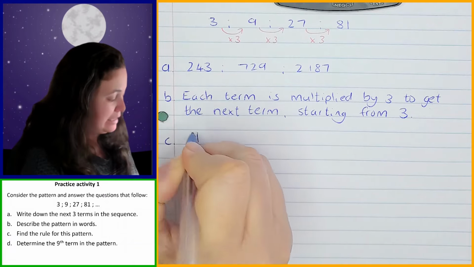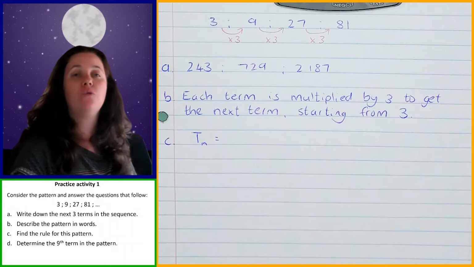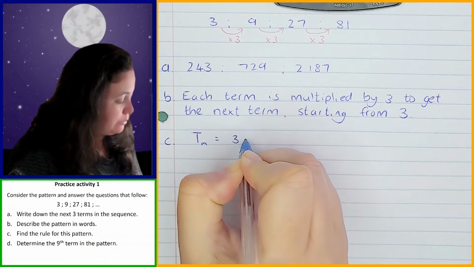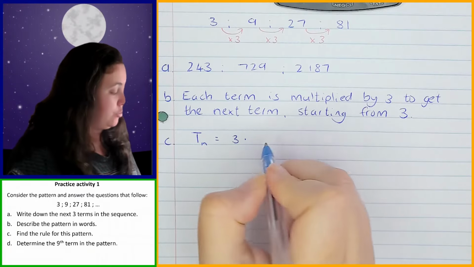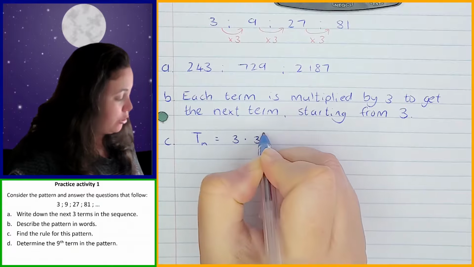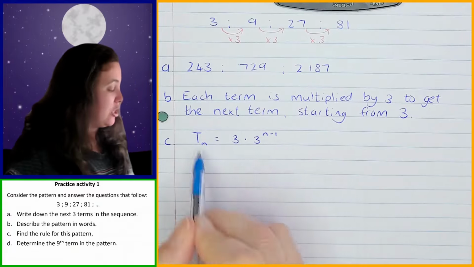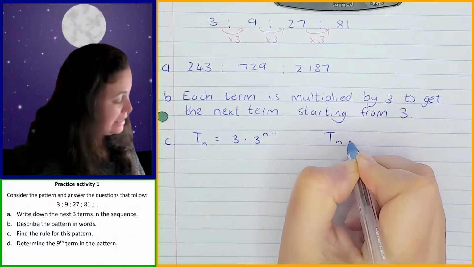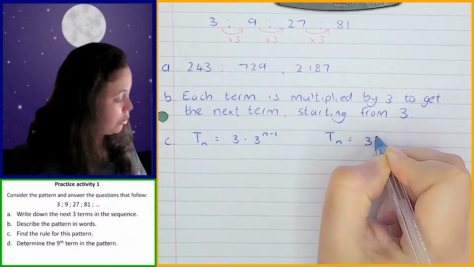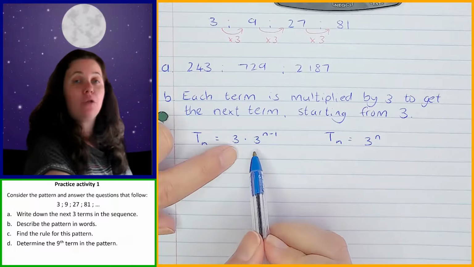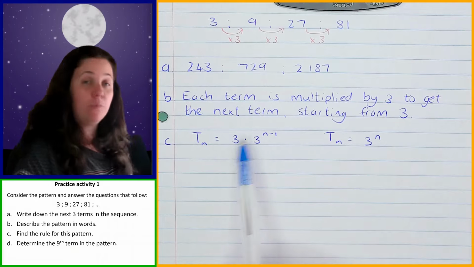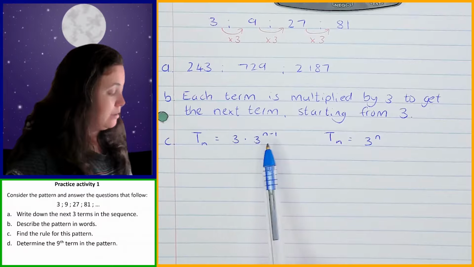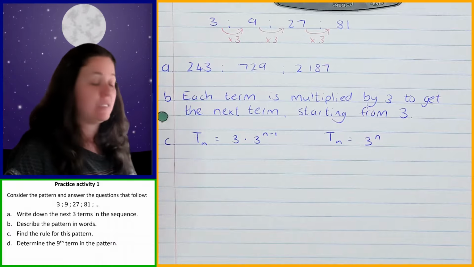Okay, then question C, you had to find the rule for this pattern. Okay, so our rule is Tn is equal to, now remember for the rule, you're going to say what you're starting with, which is 3, and multiply that by the ratio, which is 3, to the power of n minus 1. Now this particular pattern could also actually have been written slightly differently if you wanted. You could have written it as Tn equals 3 to the power of n, because the 3 and the 3 are the same base. So if you use the laws of exponents and you multiply them together, you will end up with 1 plus n minus 1, the 1 and the minus 1 cancel, giving you just n.